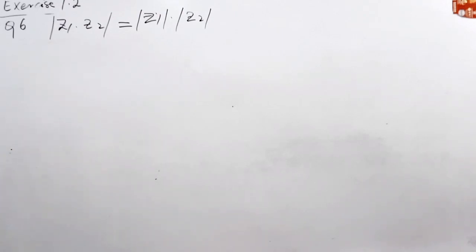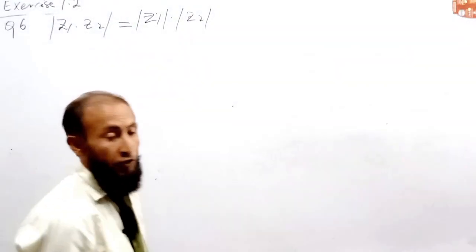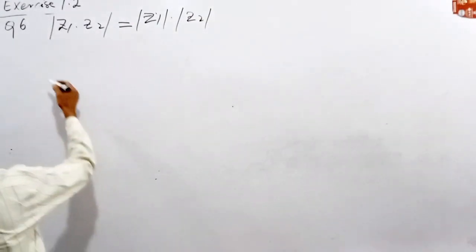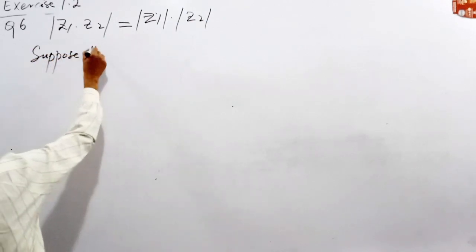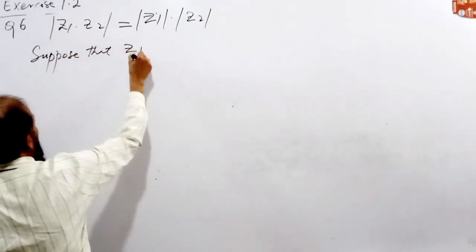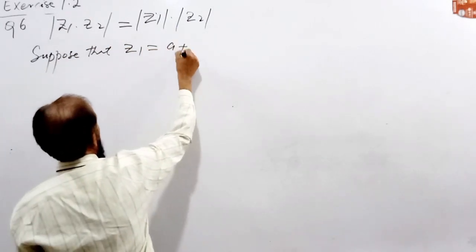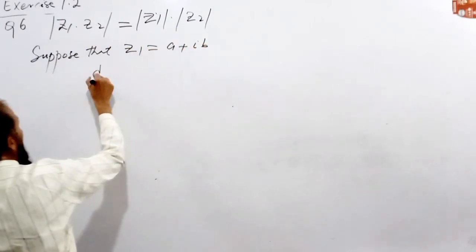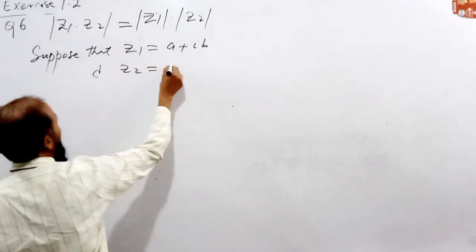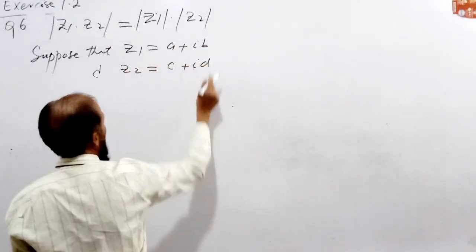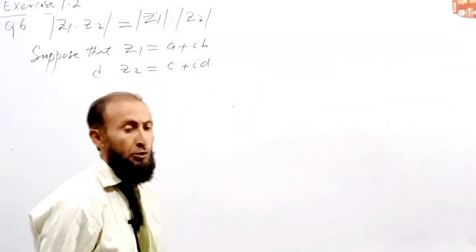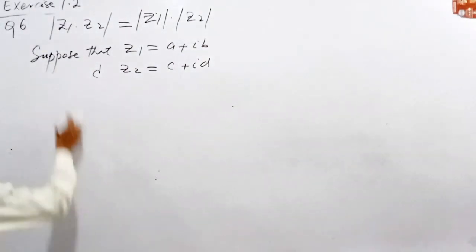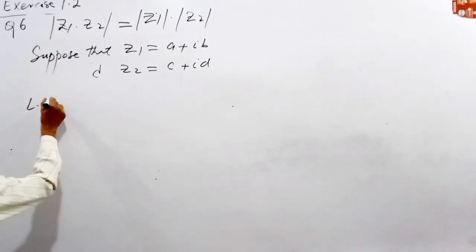Now, first of all, we take any complex numbers z1 and z2; they are any two complex numbers. Suppose that z1 is the first complex number a plus iota b, and similarly we take z2 as c plus iota d. Because the complex numbers are not given, we are taking any two complex numbers. First of all, we take the left hand side.